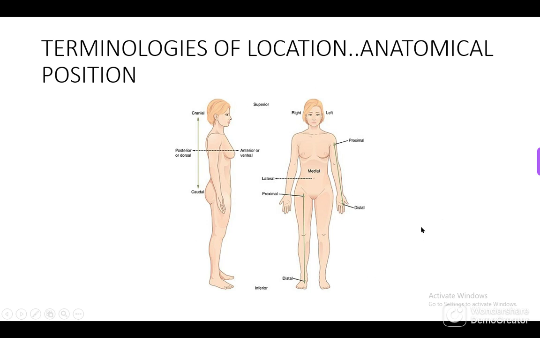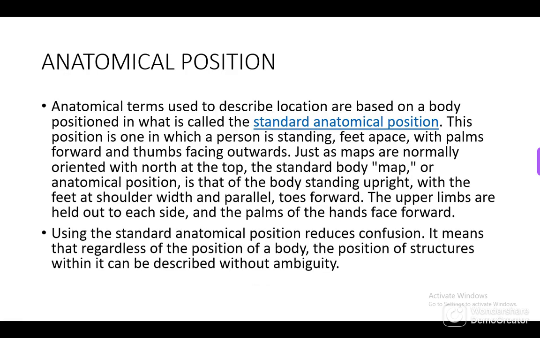These are the anatomical position and related terminologies. So location is based on the body position, called the standard anatomical position. I have already explained it. The person is standing, feet apart, with palms forward and thumbs facing outwards. Just as maps are normally oriented with north at the top, the standard body map, the anatomical position, is that of the body standing upright with the feet at shoulder width and parallel, toes forward. The upper limbs are held out to each side, and the palms of the hands face forward.